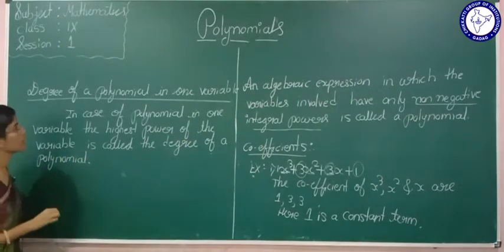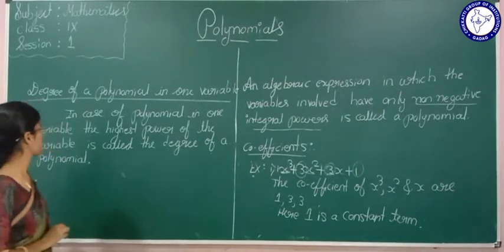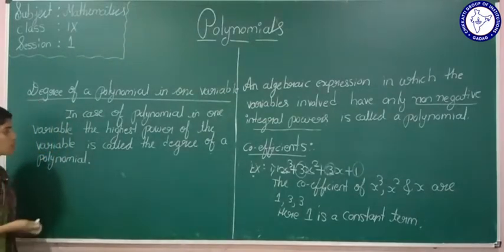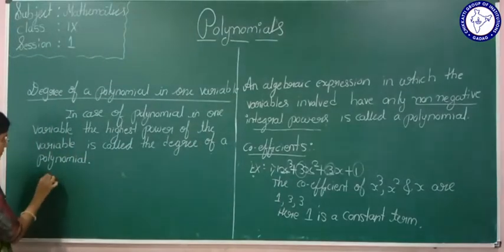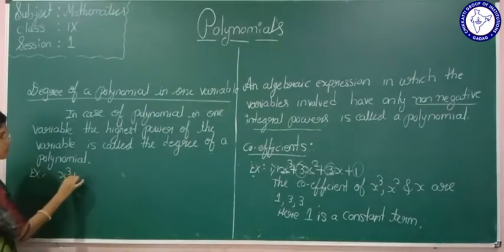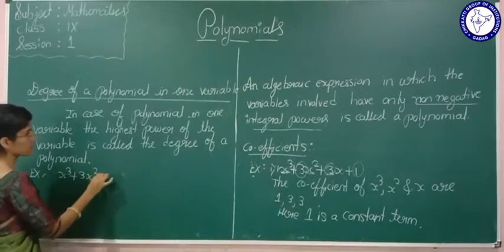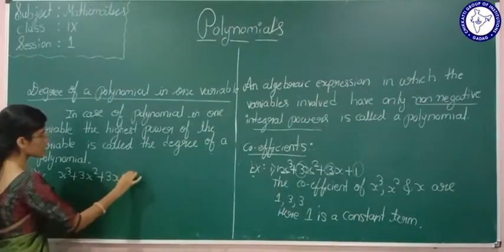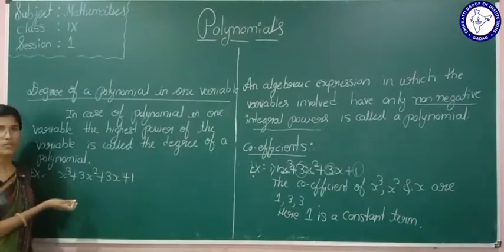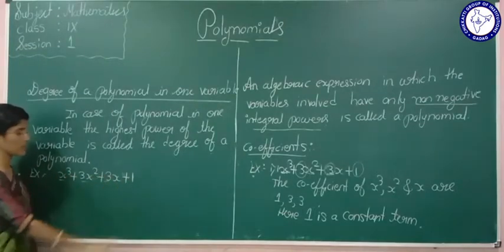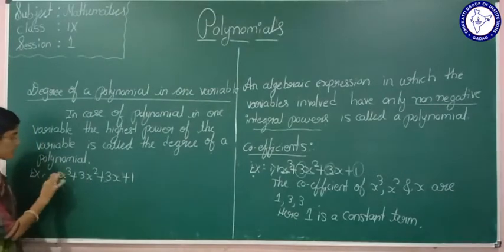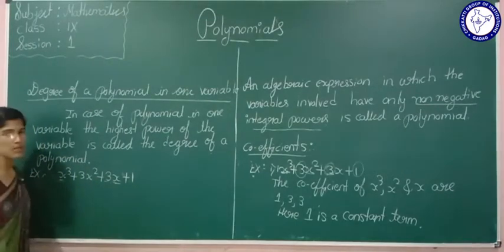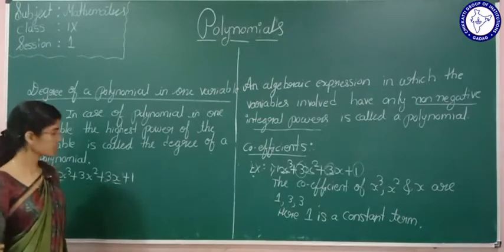See here, in case of polynomial in one variable, the highest power of the variable is called the degree of a polynomial. Now see here, if I take a polynomial, this is a polynomial in one variable only, no, because x is only one variable. Yes, in this algebraic expression only one variable is there, yes or no, that is x.